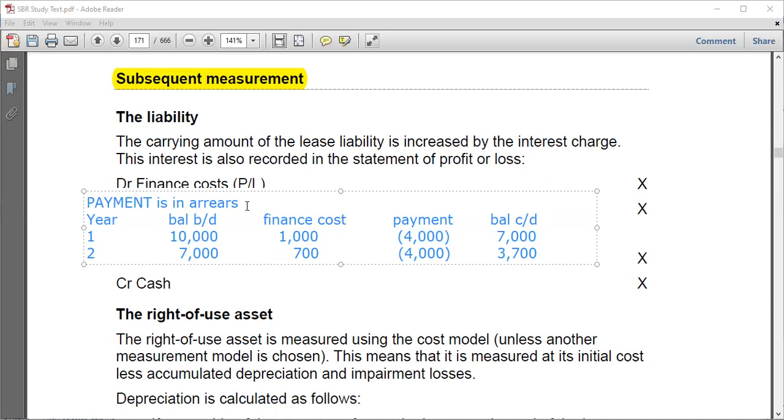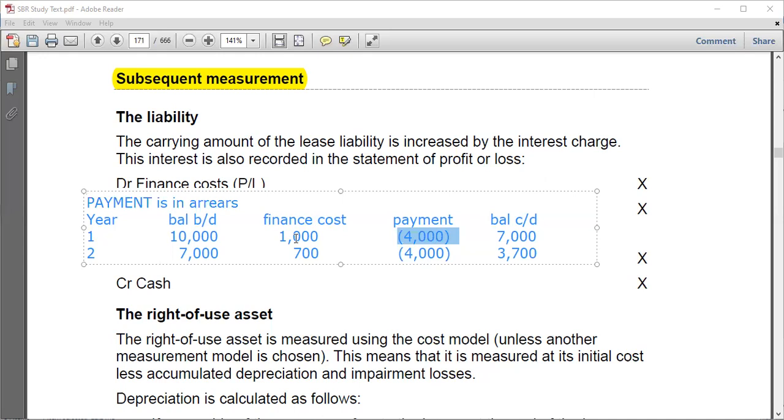In case the payment was in advance, just presume this, everything would have changed here. When at the beginning I had 10,000, remember I paid 4,000 already, and so the actual balance would be only 6,000. So I would take 6,000 and 10% to obtain 600 instead of 1,000. So you really need to be careful on whether those payments are made in advance or in arrears. I hope you got me on that.